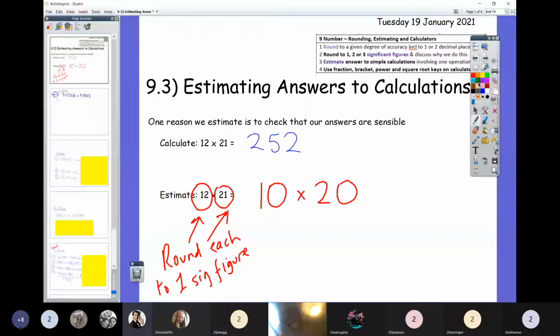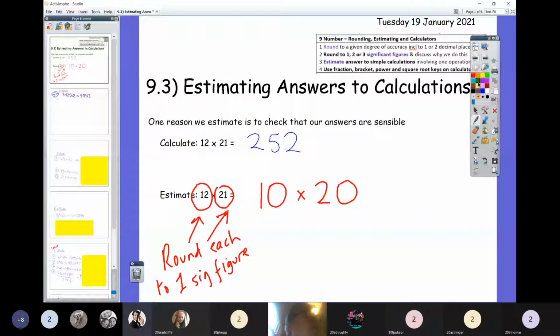So that's easy. What's 10 lots of 20? That's 200. So that's roughly telling us what 252 is. It's a ballpark figure. It's telling us that it's not 2,000, it's not 20. It's in the region of 200.